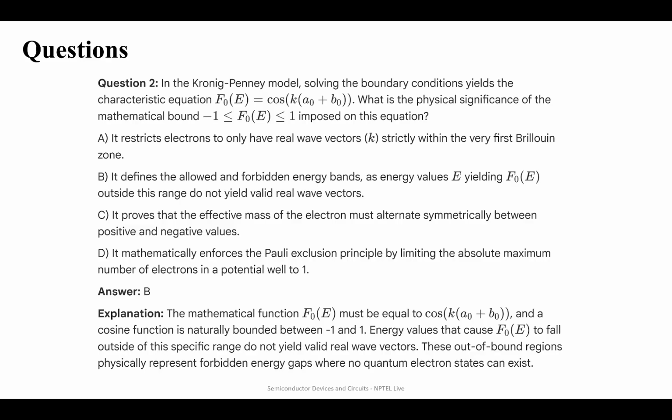So electrons are not restricted to the very first Brillouin zone. They can have wave vectors outside the first Brillouin zone, but between the first Brillouin zone and the second Brillouin zone, there will be gaps, which are known as your forbidden energy gaps.